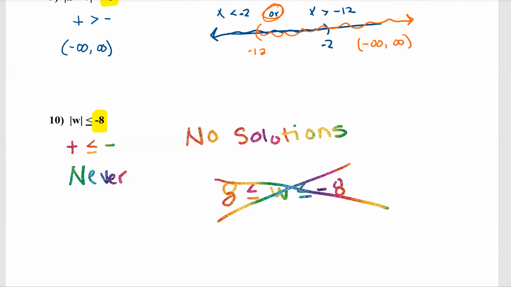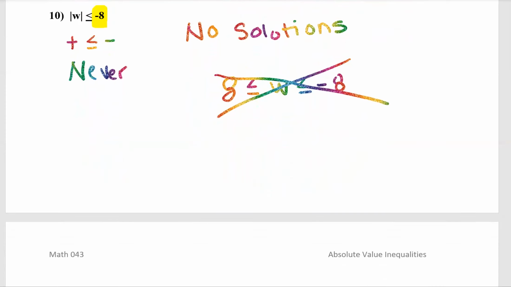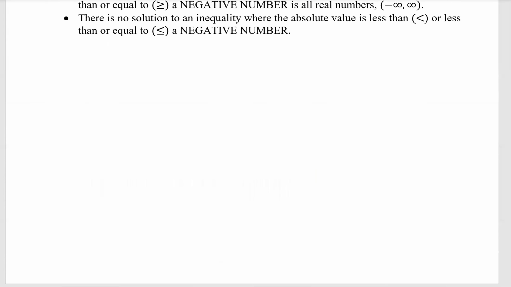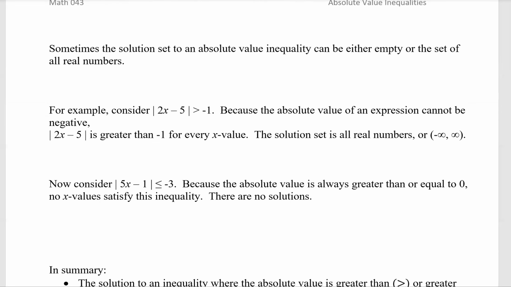All right, so we have a quick little summary here. Sometimes the solution set to an absolute value inequality can either be the empty set. If it is the empty set, that means we have no solution. Or it could be all real numbers. And if it's all real numbers, that means we're going from -infinity to infinity.